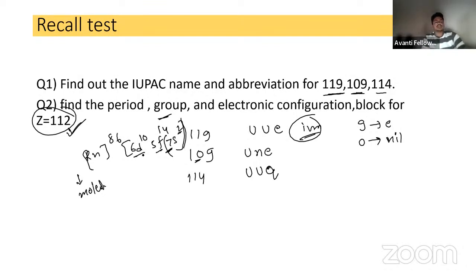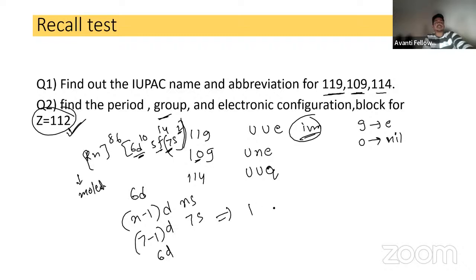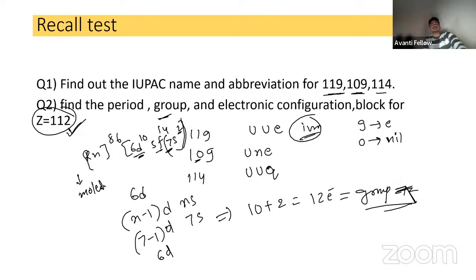Here D10 is there. So 6D is there, that is (n-1)d, and ns is there. So that is 7s, and 7 minus 1 means what? 6d is there. So that is why this is 10 plus how many valence electrons are there? 2. So 12 electrons are present. So that's why the group number is 12. Group number is 12. That is the answer for that one.